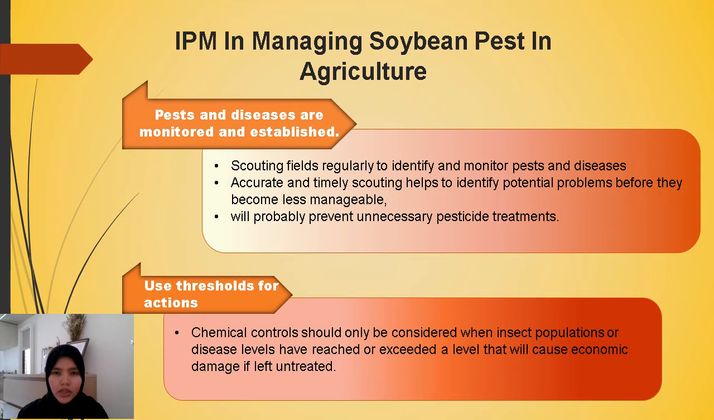There are four integrated pest management methods in managing soybean pests in agriculture. First, scouting fields regularly must be implemented to identify potential problems by pests and disease, thus preventing unnecessary pesticide treatments. Second, a threshold for action: chemical control can be used only when the population of insects is excessive and causes damage to the soybean.